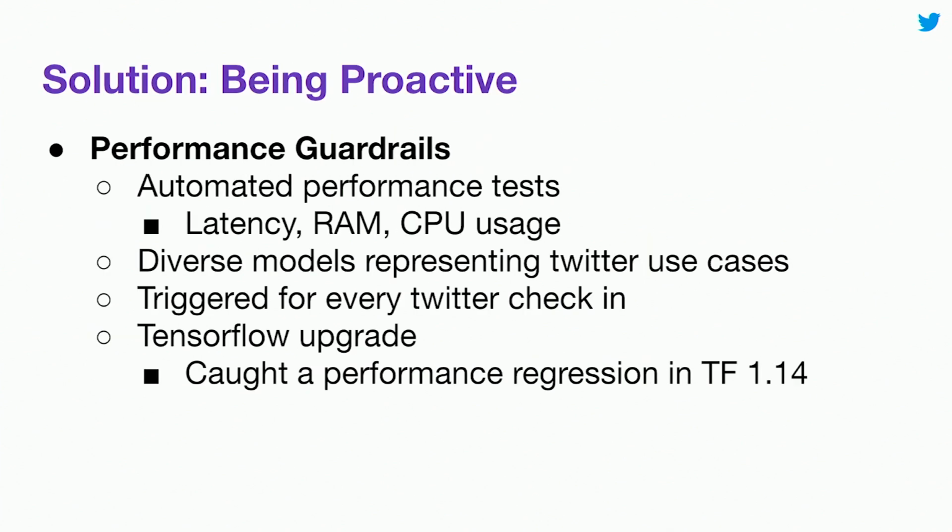As far as solutions are concerned, one very specific reliability problem for us is performance. So we have functional testing, we have unit testing, all those things. But in addition, we also have what's called performance guardrail, which is a set of tests. Anytime we check in code into our code base, this gets automatically run as part of our CI. It has a golden set of models that represents most of the Twitter use cases, and it launches services with these models. It has a set of requests that it sends to these services and then records the latency, RAM, CPU usage, things like that. And then it compares with the baseline. And these performance issues are caught before they become a problem.